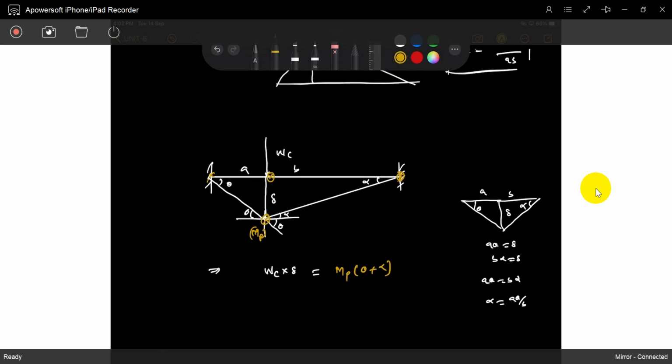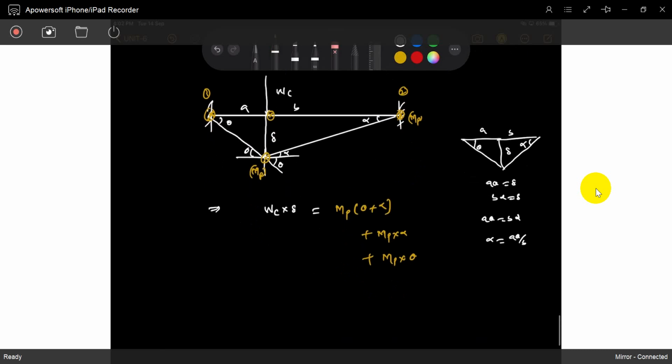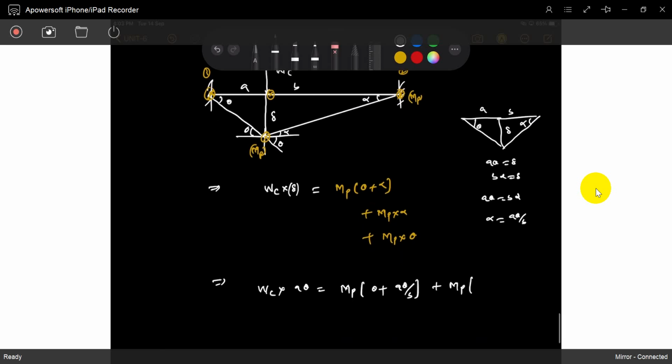This is second, see, this reaches the plastic hinge, it has a capacity of MP, it rotates alpha, MP into alpha. First is MP multiplied with theta. Got the idea? So that's it. Now WC, you can write delta as A theta. So MP theta, you can write same theta. Alpha, you can write A theta by B. MP alpha, you can write A theta by B, plus MP theta.